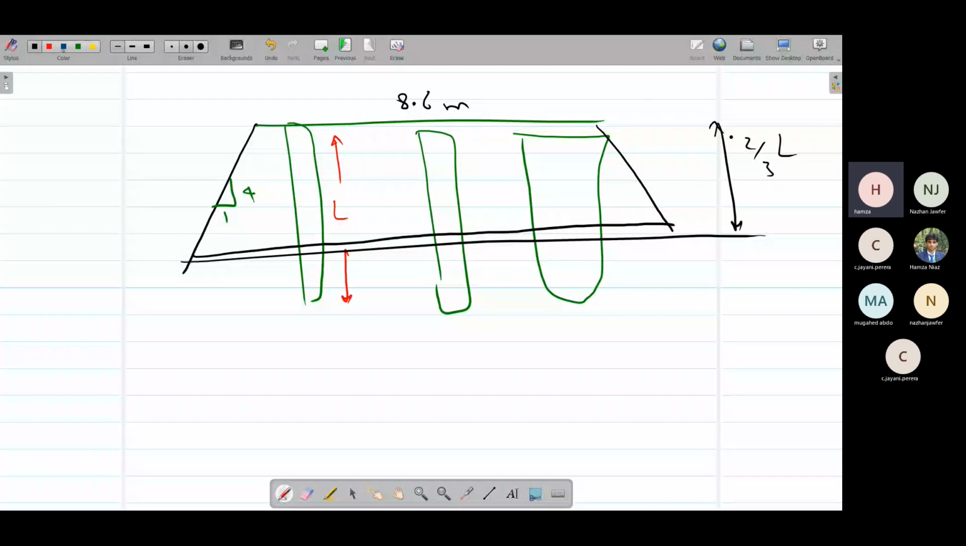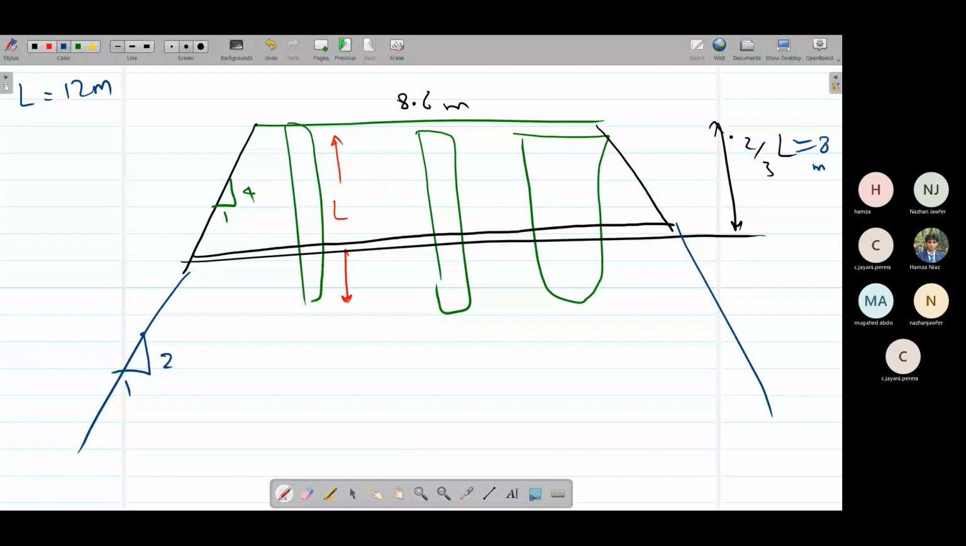So if the pile length is given in the question as 12 meters, 2/3 of L would be 8 meters. 2/3 of 12 would be 8 meters. So up till this 8 meters, our load would vary as 1/4. If we know the vertical value as 8, we can simply calculate this horizontal value. If the horizontal is 1, vertical is 4. So at 8 vertical, automatically the horizontal would be 2 meters, and similarly 2 meters here. We are just using slope to calculate this value.